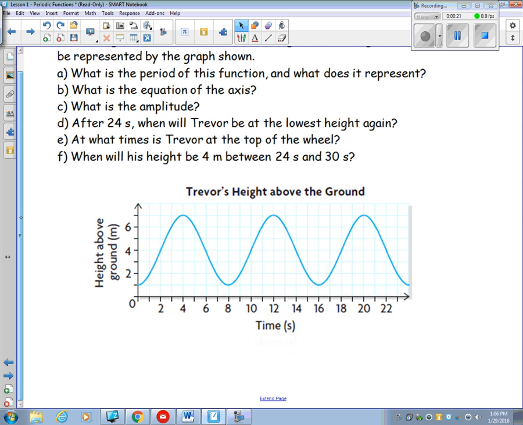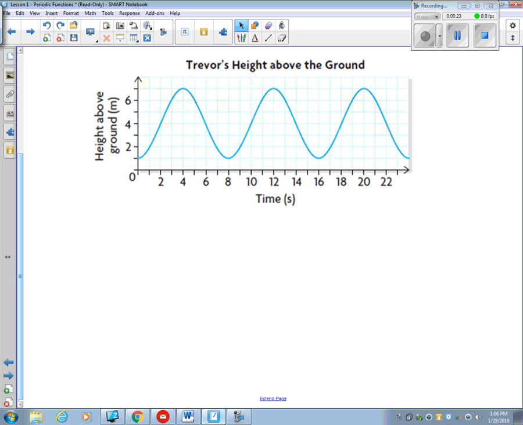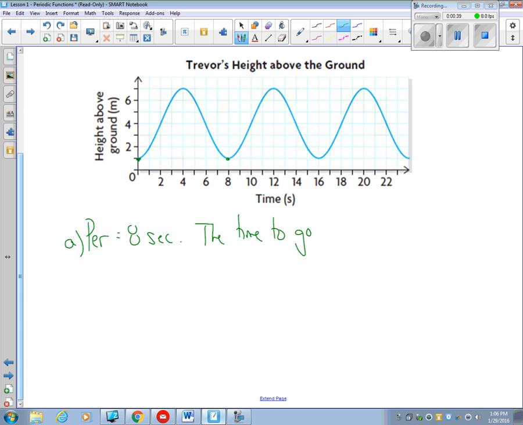I want to find the period of this function and figure out what it represents. So the period, we start here, we end here. Part A, our period would be 8, and in this case it's seconds. What does that represent? Well, it's the time to go around the wheel once. That'd be a pretty fast Ferris wheel, but that's besides the point.